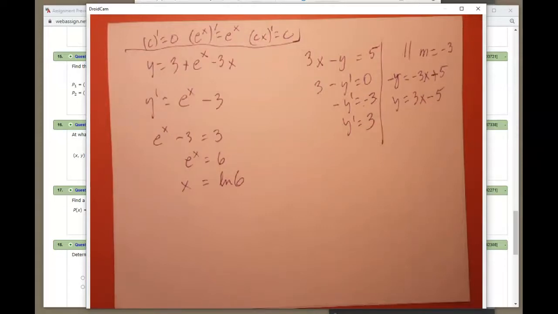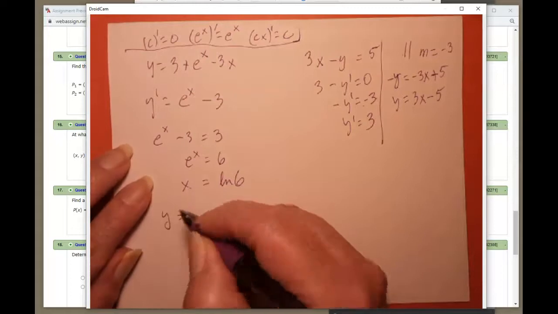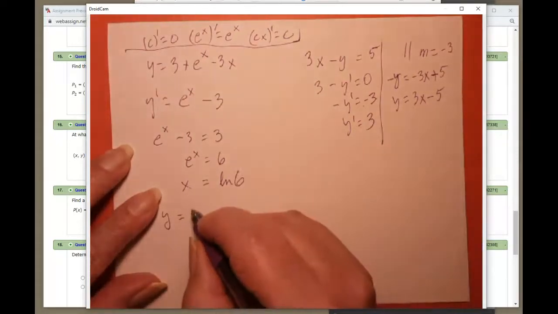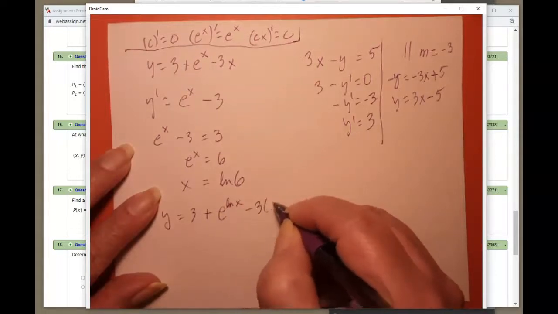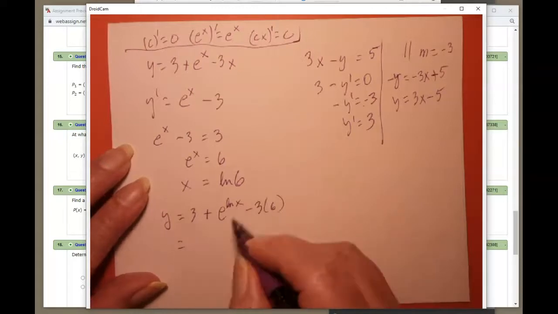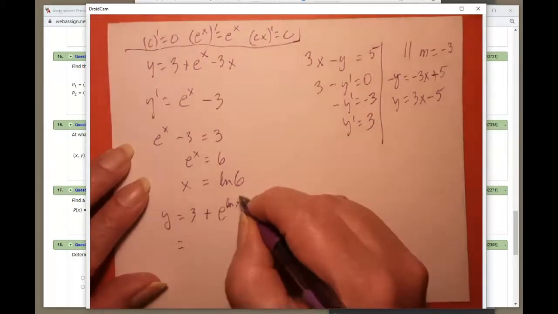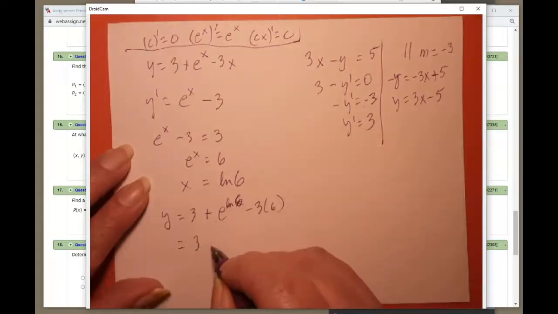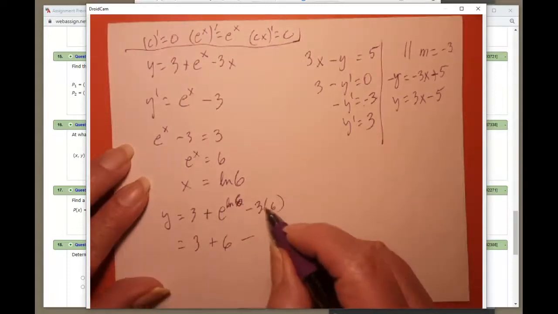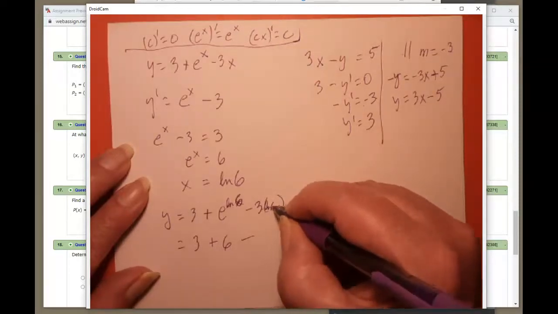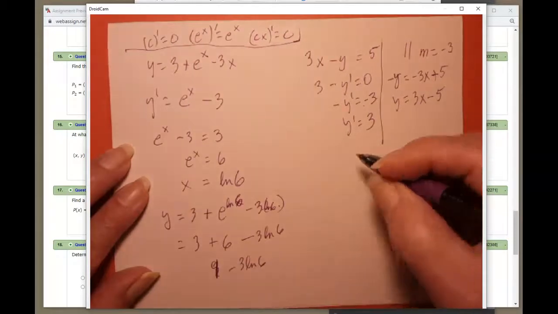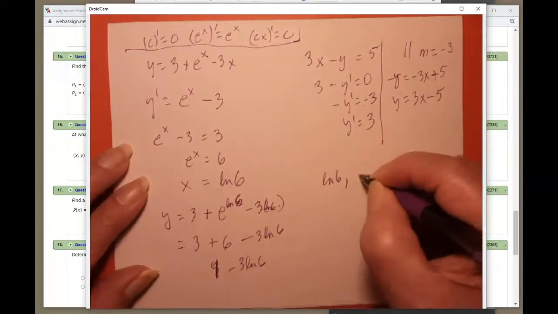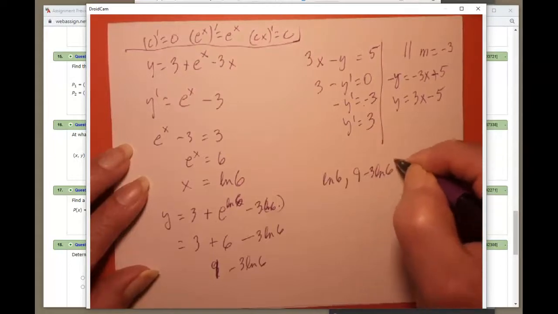Now I want to know what the y value is, so because I wanted a point, y will be equal to 3 plus e to the ln of 6 minus 3 times ln of 6. Well, e to the ln of 6, remember, pops that 6 out. I said 6 and wrote x. So 3 plus 6 minus 3 ln of 6, which gives me 9 minus 3 ln of 6. So my point here would be ln of 6, comma, 9 minus 3 ln of 6. That would be the exact point.